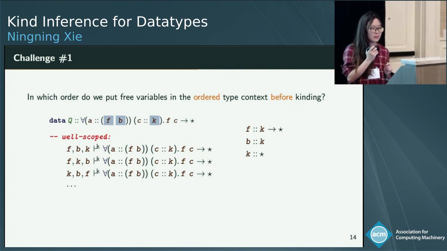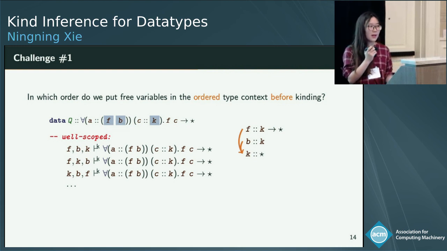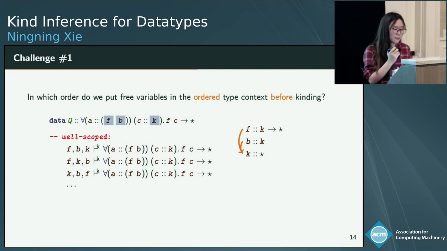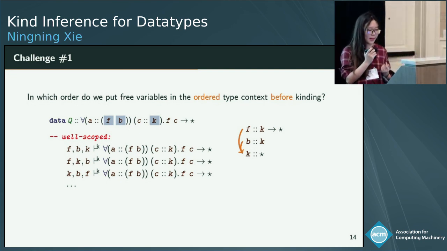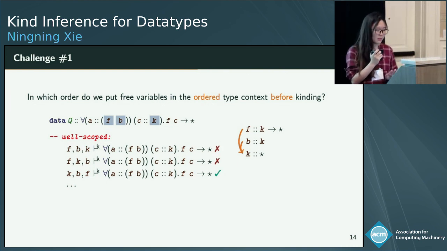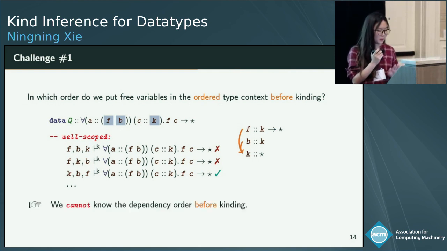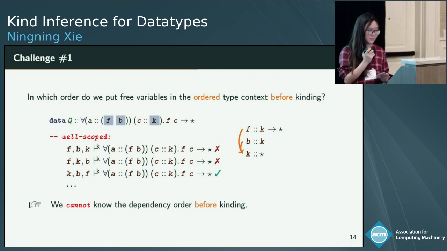Now we notice that the kind of F and B actually depends on K. That is, there can be dependency between free variables. And even though F and B appear before K, since they can't depend on K, we must put K before B and F. However, now we have a problem because we want to put the free variables before canding, but we only know this dependency order after canding.